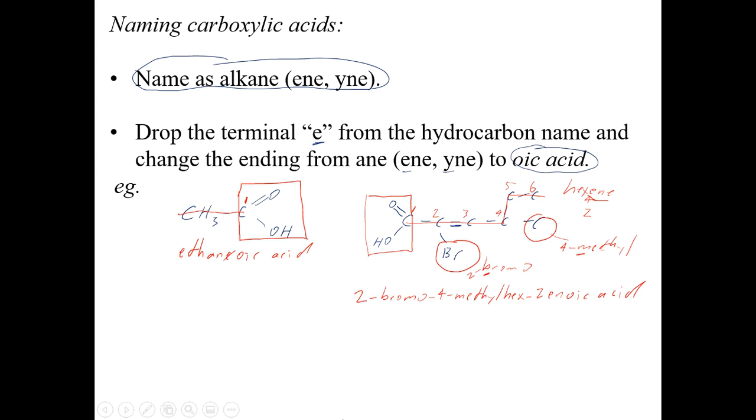Let's do one as well, where we're starting with the name and writing the formula. So let's make this one a 3, actually let's make it a 3,3-dimethyl.